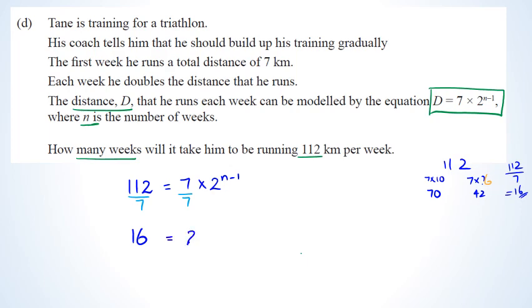So we got 16 equals 2 to the power of n minus 1. 16 we can write as 2 to the power of 4 equals 2 to the power of n minus 1. Now that both the bases are the same, we can say that the powers are going to be the same, which means n minus 1 equals 4. Therefore, n is equal to 5. Okay, so for this answer, you can leave it as n equals 5, or you can write the answer as after the 4th week.